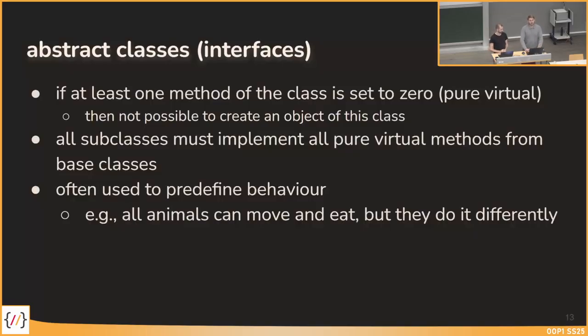And as said before, all the subclasses that are derived from the abstract base class have to implement all the pure virtual methods. So all methods that are set to 0 and that have the virtual keyword. And why do we even use that? I think we have discussed enough about this. For instance, all animals can, I hope, move and also eat. Not quite sure about move, but yeah. To some extent. But of course, they do it differently. So fishes move differently than lions, for example.